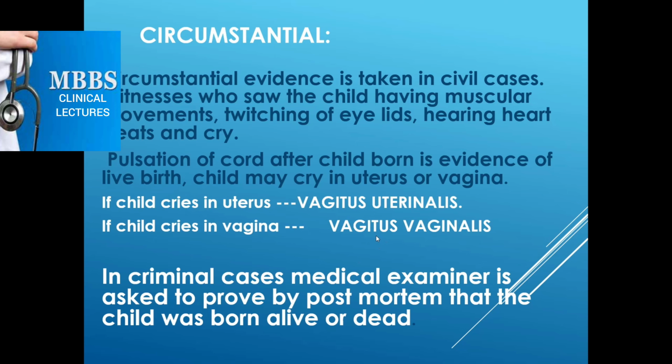Then pulsation of the umbilical cord after the child is born is evidence of live birth. The child may cry in the uterus or vagina during the process of delivery, when one part is inside the mother's birth canal. If the child cries in the uterus, that is termed vagitus uterinus, and if the child cries in the vagina, in the birth canal, then it is termed vagitus vaginalis. In criminal cases, the medical examiner is asked to prove by post-mortem examination that the child was born alive or dead. So then we proceed to post-mortem findings of an infant autopsy.